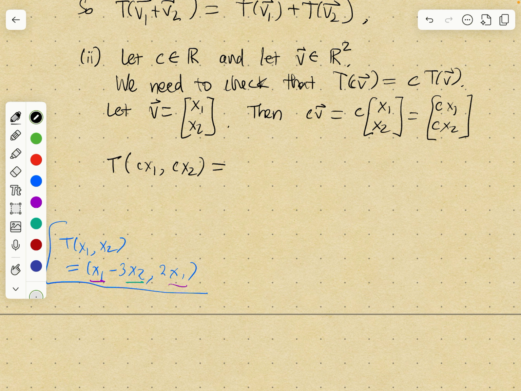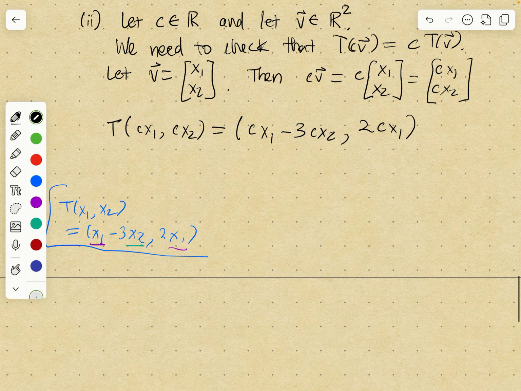All right, let's go over the answer. So this is going to be, I take the first component, that's Cx1, that goes in here. That goes into the x1 there. So that's going to be C times x1 and then minus 3 times the second component, which is C times x2. And then comma 2 times the first component, which is Cx1. Okay. So that's T of CV.